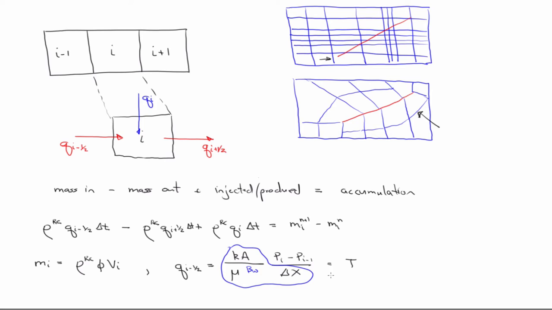And again, because this is something coming in from this side, this will be helpful. This is actually what we'll see with heterogeneities, to use this index here. So we're going to say this is T_i-1/2 times BW times (P_i minus P_i-1). And again, the BW is there because T has the BW in the denominator, right? So this T times BW gives you back Darcy's law.